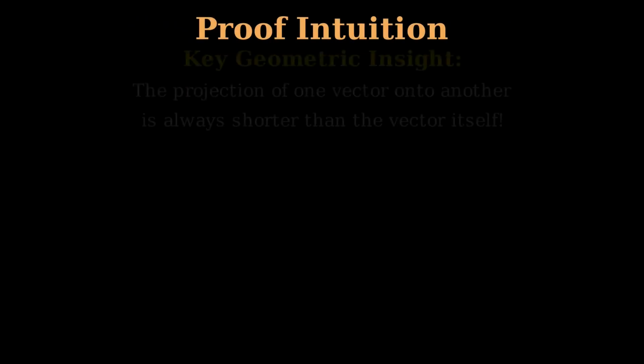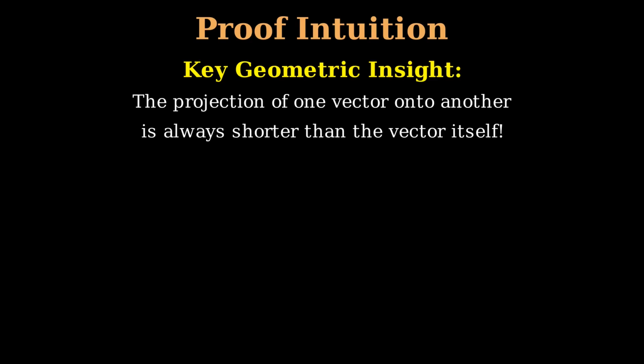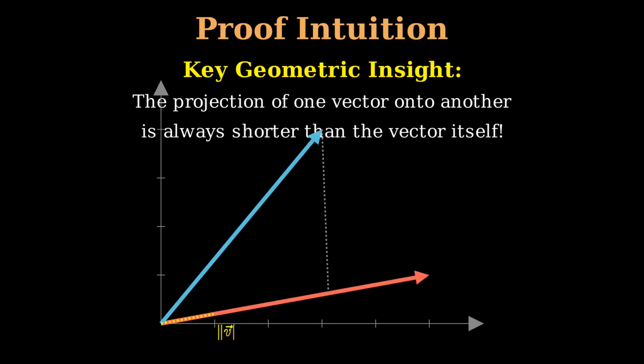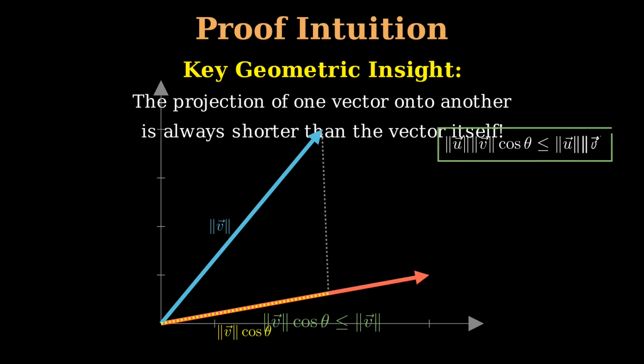Let's build intuition for why this inequality is true. We'll use a visual proof approach. Here's vector v. When we project it onto vector u, the projection length is v times cosine theta, which is always less than or equal to v's length. Multiplying both sides by the length of u gives us the Cauchy Schwarz inequality.